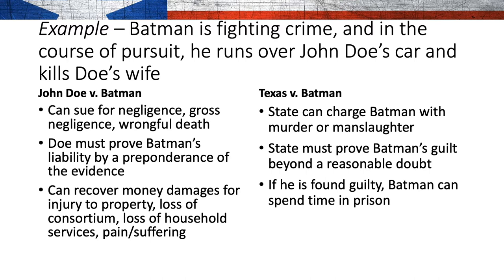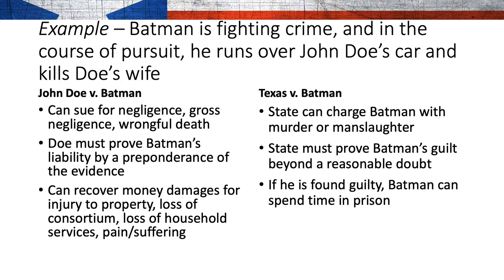So let's say that Batman is fighting crime, and in the course of chasing the criminal, he runs over John Doe's car and kills John Doe's wife, who's sitting in the passenger seat. So there is a case in a civil court where John Doe sues Batman. You can sue him for negligence or gross negligence or wrongful death, saying everything he did was not a reasonable way to act. John Doe has to prove that Batman was liable by a preponderance of the evidence. So John Doe just has to prove, like, 51% that Batman was acting in a way that was unreasonable.